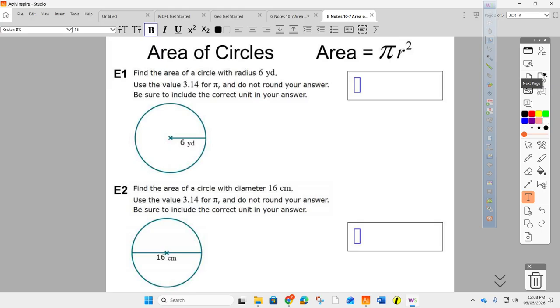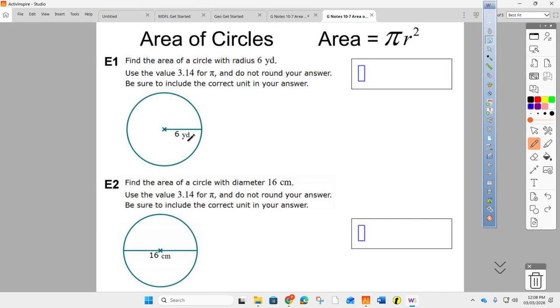So they asked us to find the area of a circle with a radius of 6 yards. Use the value 3.14 for pi and do not round your answer. Be sure to include the correct units in your answer. So the correct unit for the length here is yards. Anytime you measure something or you give the length of something, that's a one-dimensional unit of measure. Length is just yards.